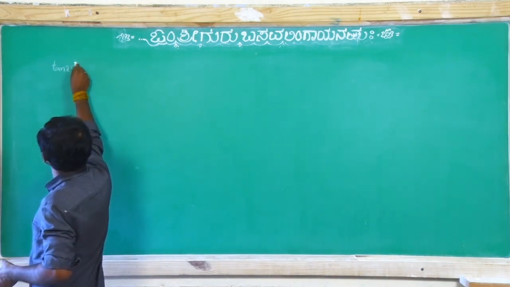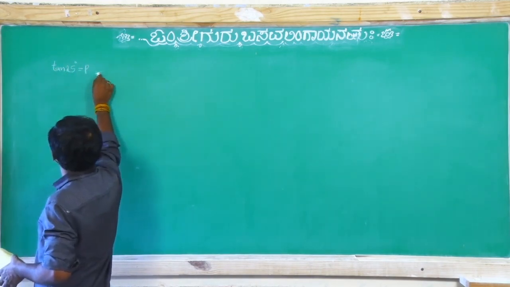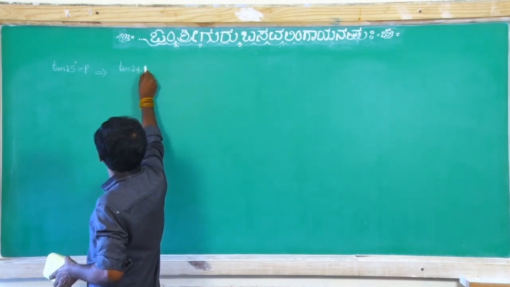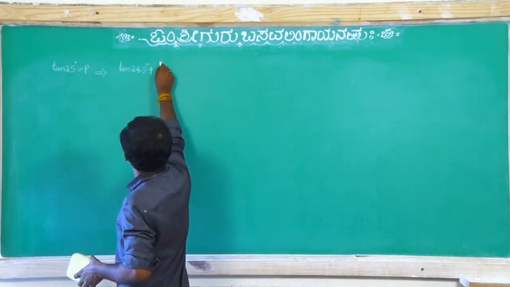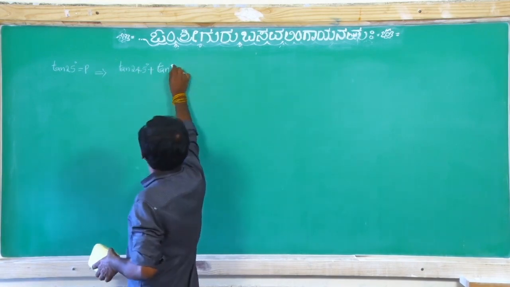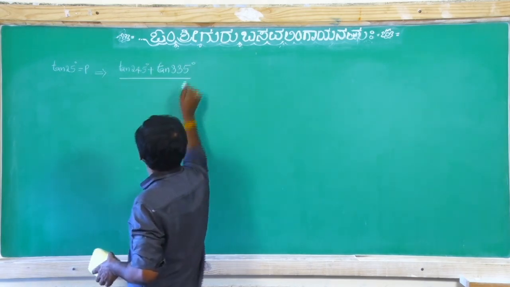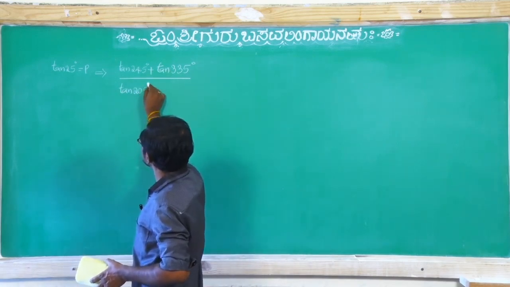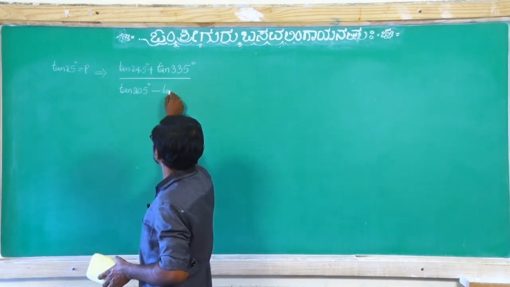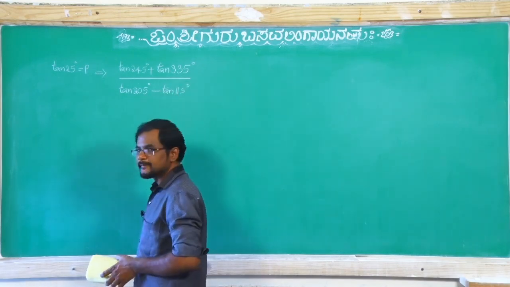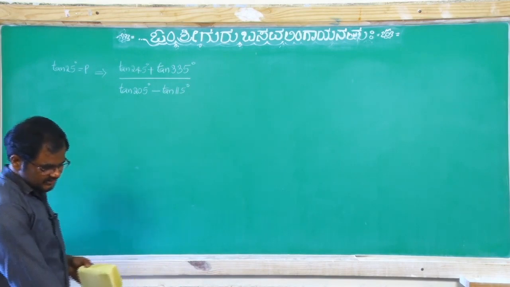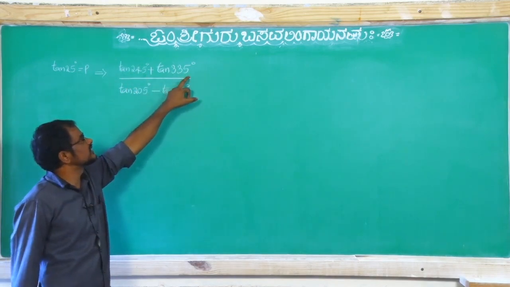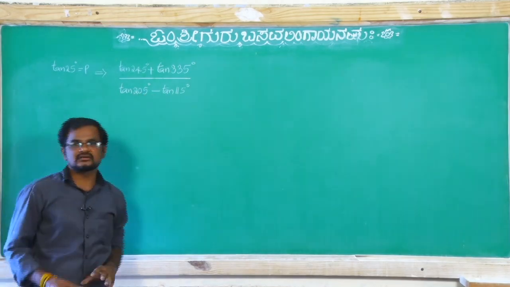Here tan 25 degrees is equal to P, given. Then they are asking the value of (tan 245 degrees plus tan 335 degrees) whole divided by (tan 205 degrees minus tan 115 degrees). Find out.